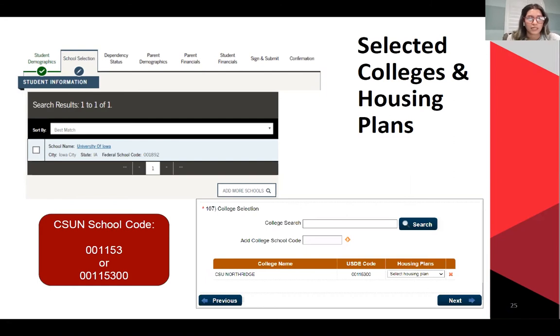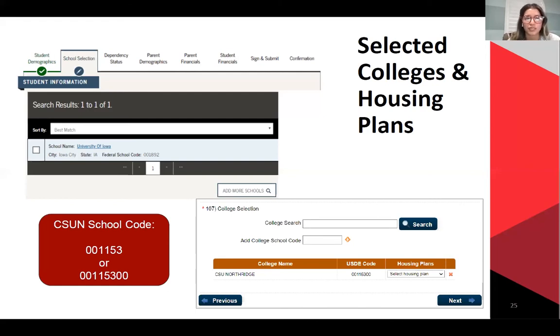The housing plan you select will give us a better idea of what types of financial aid you're eligible for. This also helps us determine your cost of attendance, or your COA. What is cost of attendance, you may ask? It is pretty much a budget that every student is assigned.